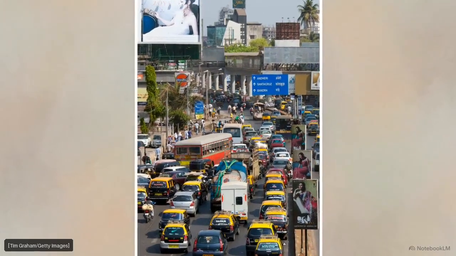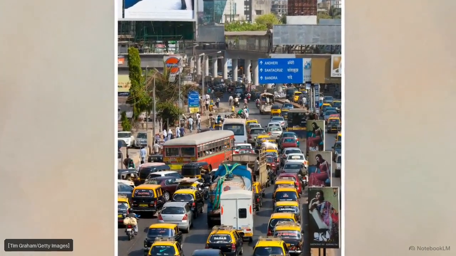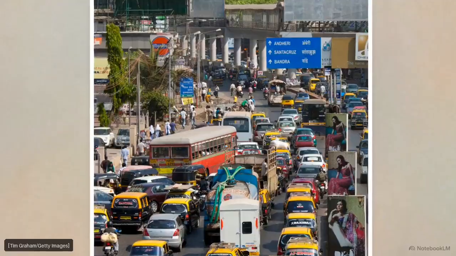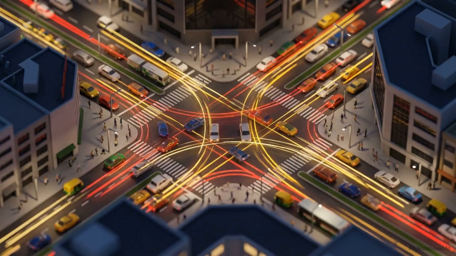Look at the sheer volume of people, cars, and street vendors moving through a space like this. Millions of interactions are happening all at once. Who actually organizes all of this chaos?